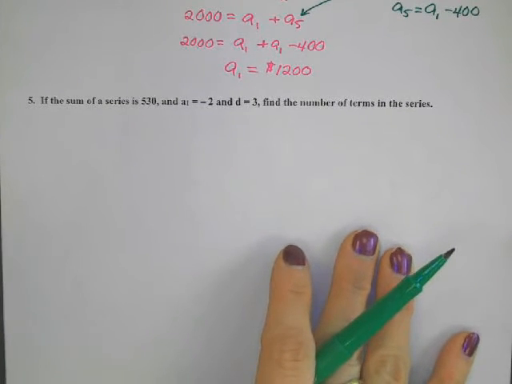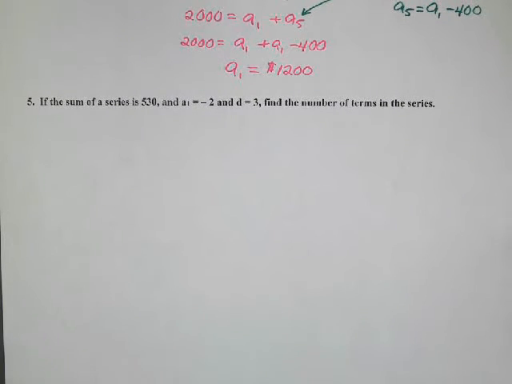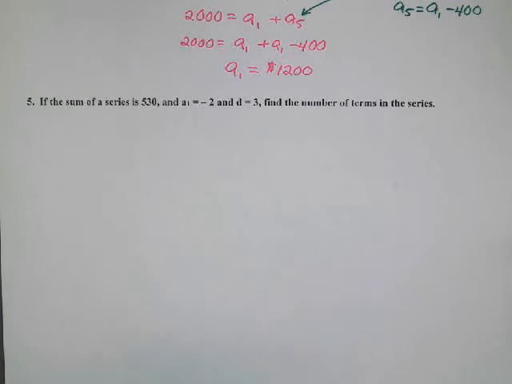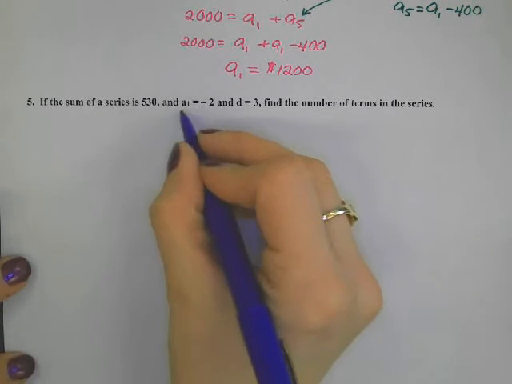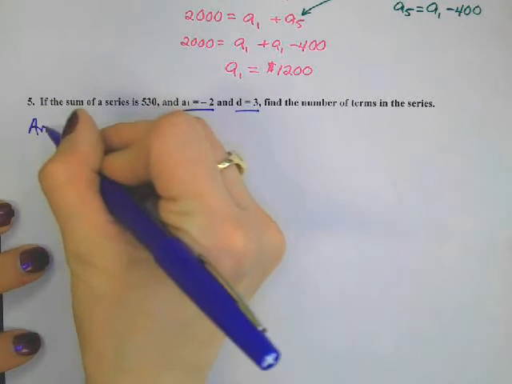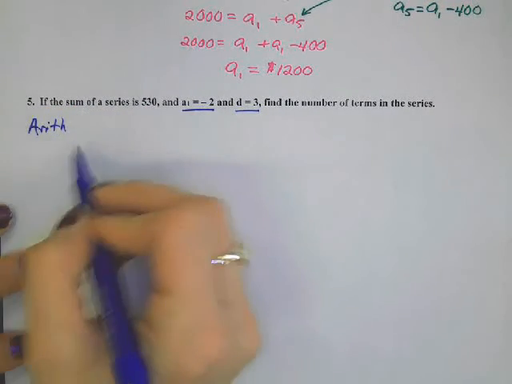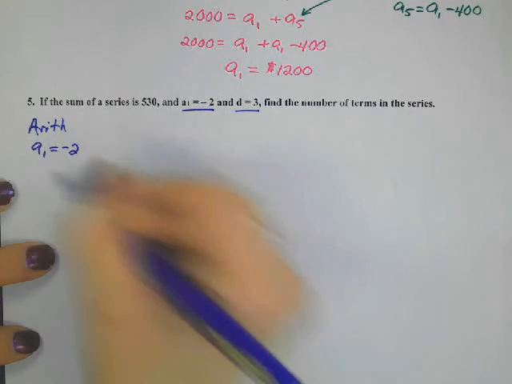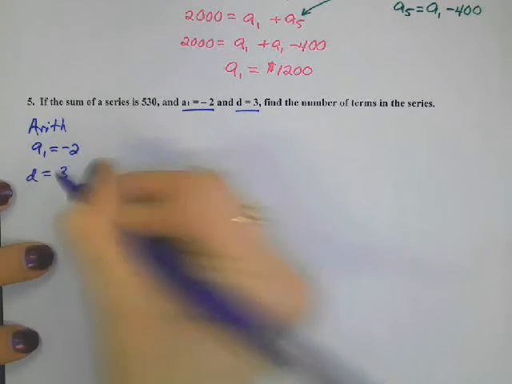Okay, this last example here has some more sum formulas mixed in. The sum of a series is 530. Okay, it says a sub 1, and it says d. So now I know at least we have arithmetic. I like to make a list of all my data. So I know a sub 1 is negative 2. I know d is 3.